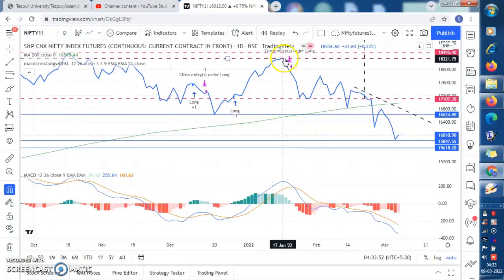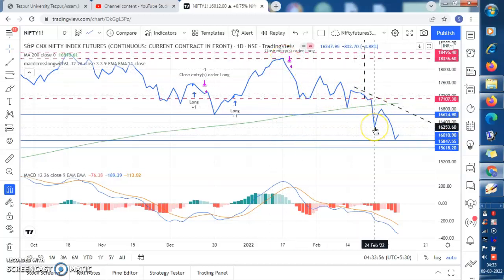If you just see from what levels it has fallen, let us go to 23rd Feb, the day the Russian and Ukrainian war started. At that time we were at 1700 level. From there we have come almost 1000 points below, and we have actually gone 1200 points below in just a matter of 2 weeks or so.